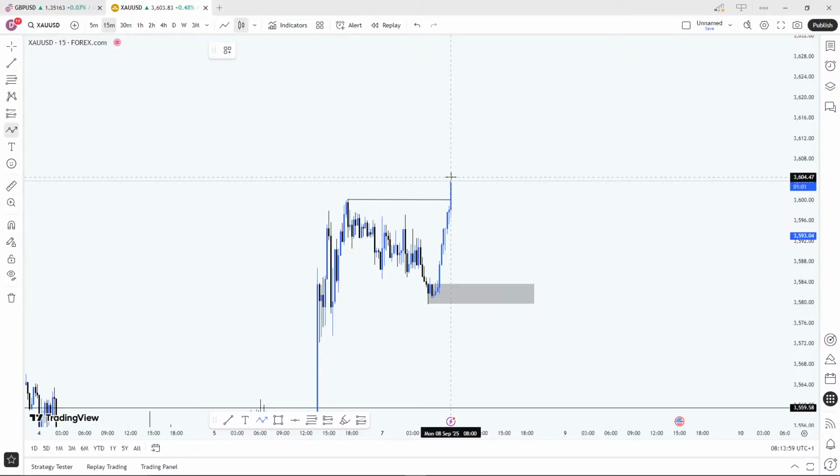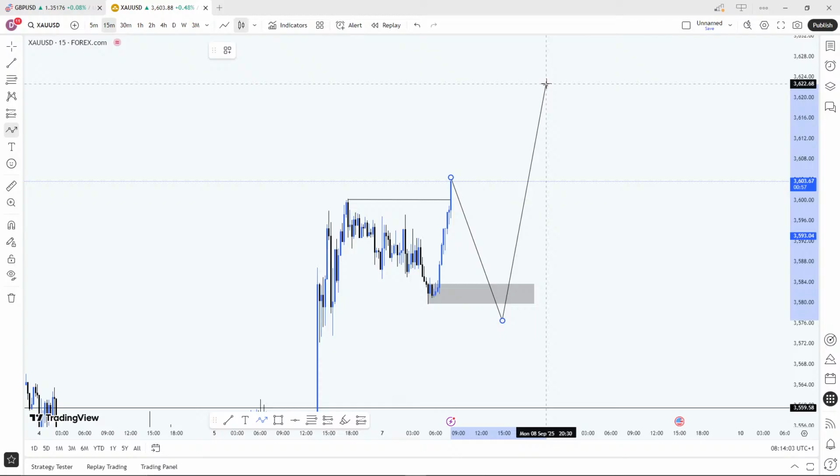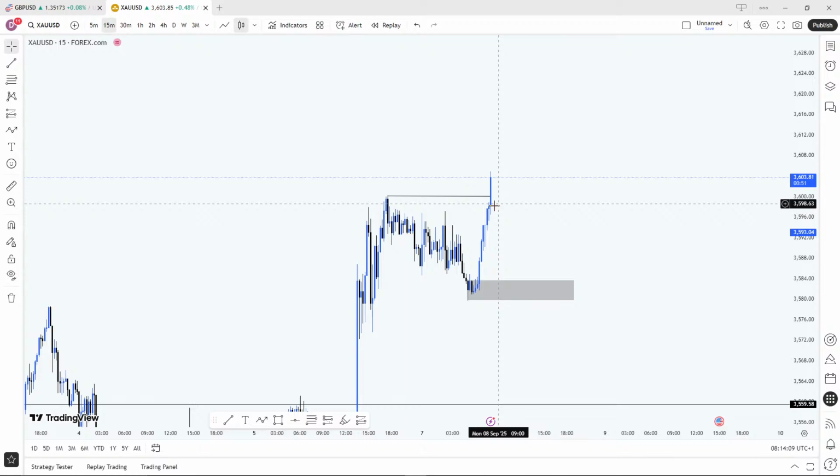Then maybe respect a lower zone before buying. But let's just watch out and see. I don't trade breakouts. I don't trade breakout retest. I don't trade continuation. That's the strategy I trade. So it's not present this morning.